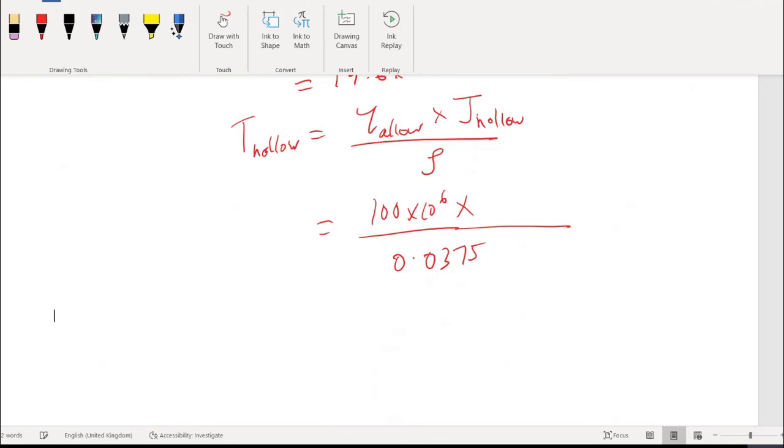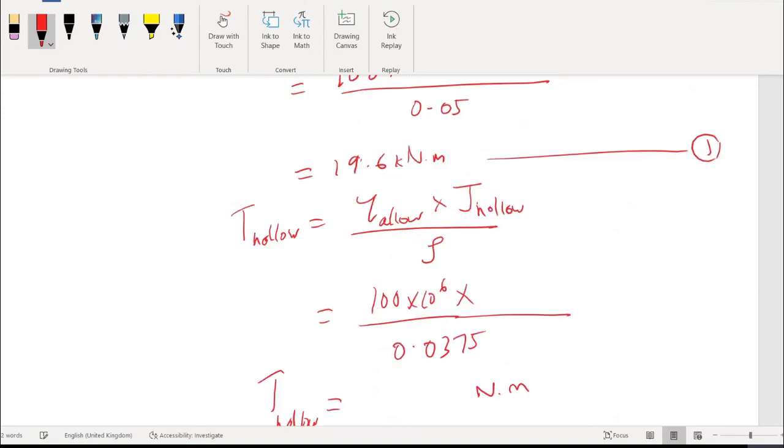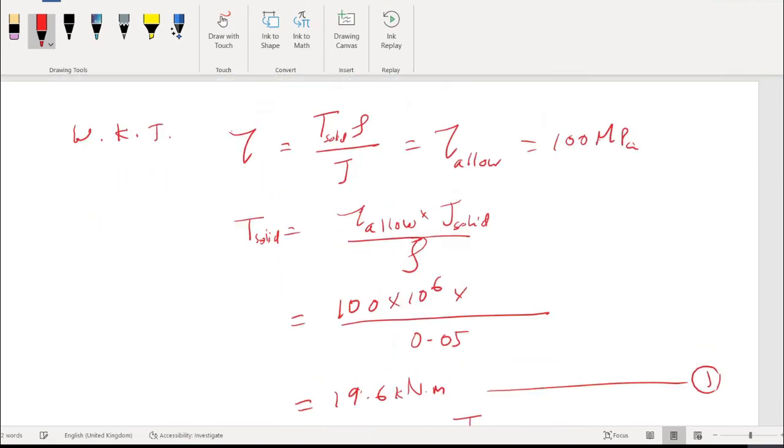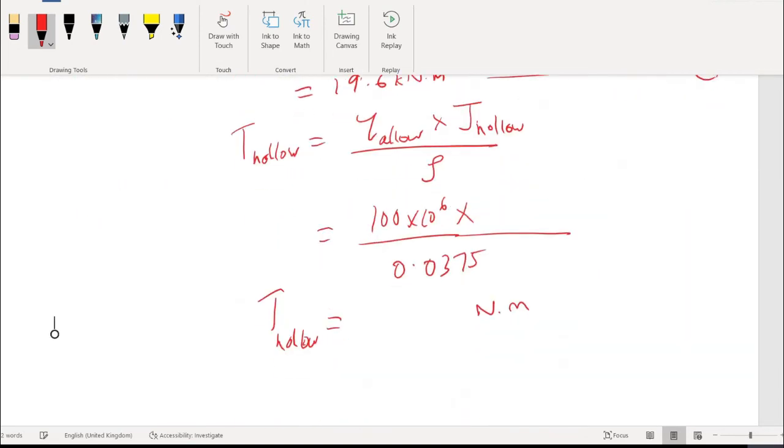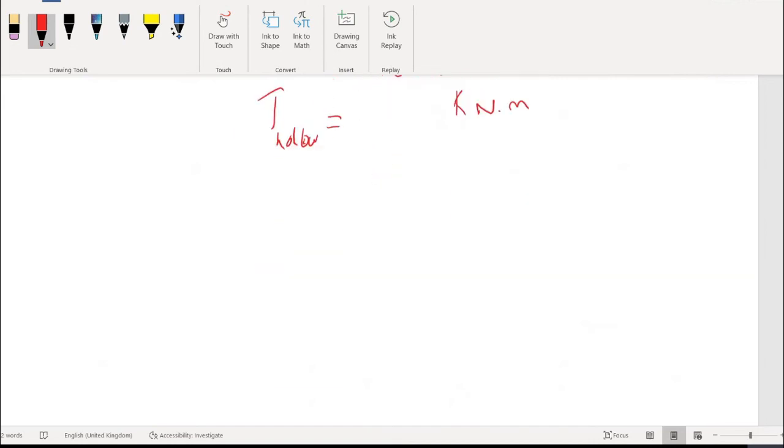You need to substitute here. You end up with T for hollow, and what is the unit? Since I substituted in newtons, it will be Newton meter. Did I write the unit here? Newton meter already. You can change to kilonewton meter later on. Get me this answer. With this, the torque values for the two shafts have been found.